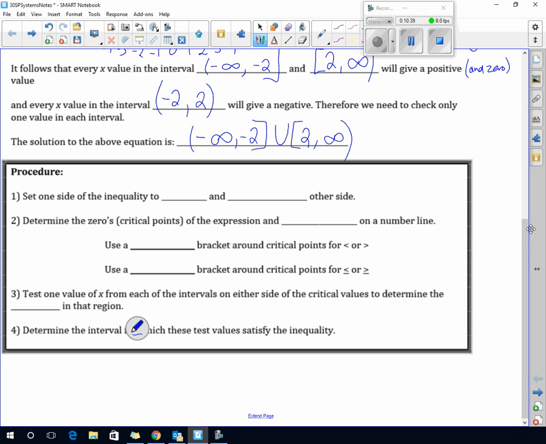So set one side of the inequality to 0 and factor the other side. Notice in my example it was already factored for you and it already had a 0 on the other side. So why do we want 0 on the other side? Because we need to factor to find the critical values, the critical points of the expression. Determine the zeros or the critical points of the expression and plot on the number line.